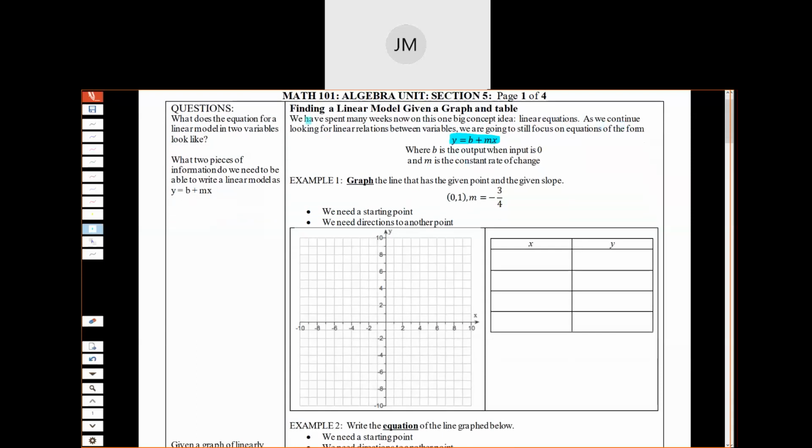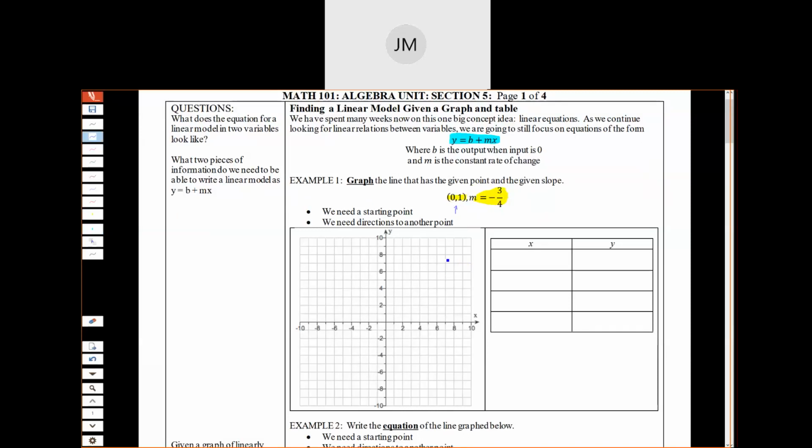What we want to do to begin with here is look at how to graph a line. Instead of being given the equation, we're just going to be given these two pieces of information. We're going to be told a point on the line, and we're going to be told the slope of the line.